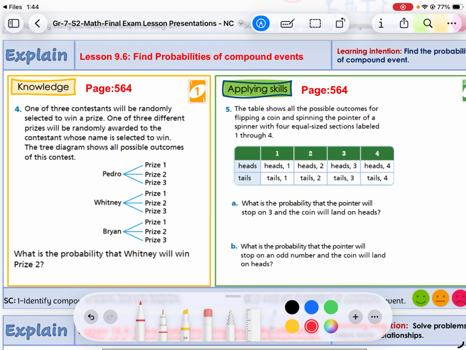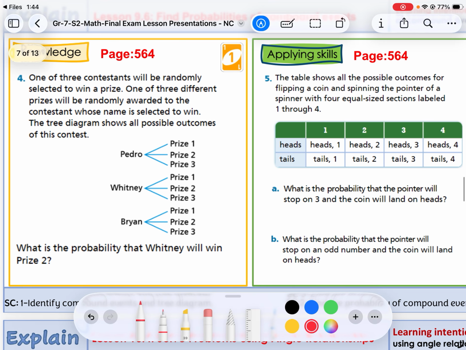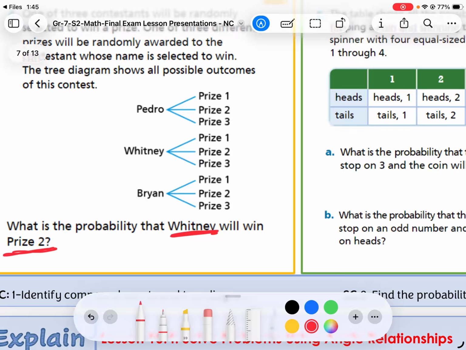You also have some direct questions in your book where they will just ask you, you know, I know it sounds like when you see it, it's a big word problem, it's huge, but the answer is just one number. So don't let it scare you. So here we have a word problem. I'm gonna read the last question. What's the probability that Whitney will win prize 2? So we need Whitney and what are her chances in winning prize 2?